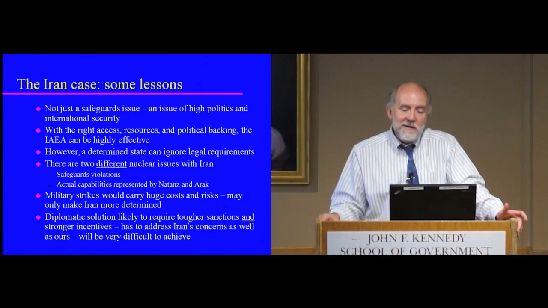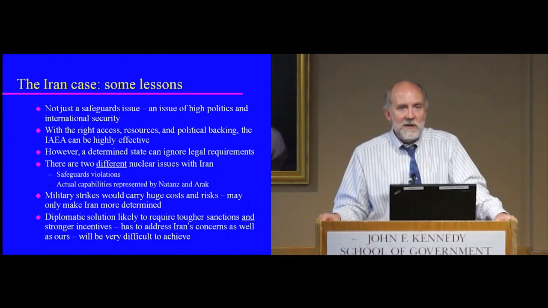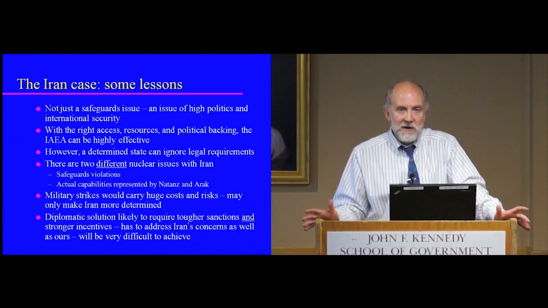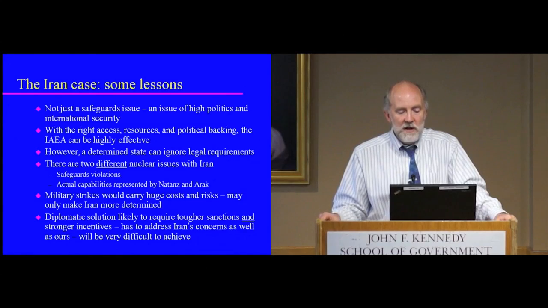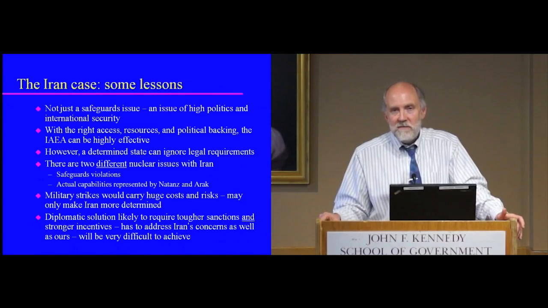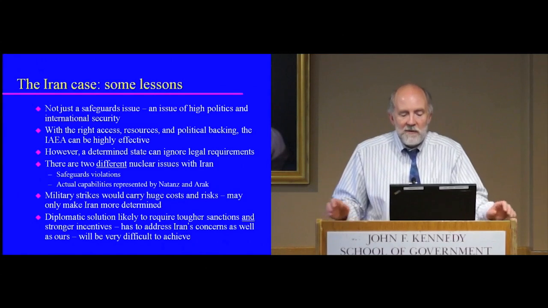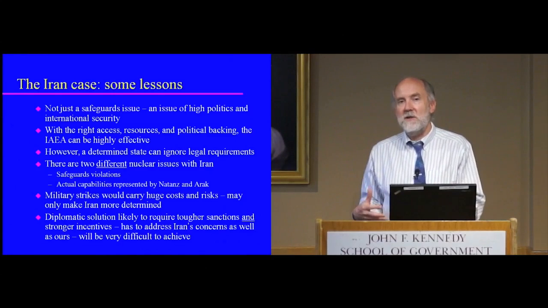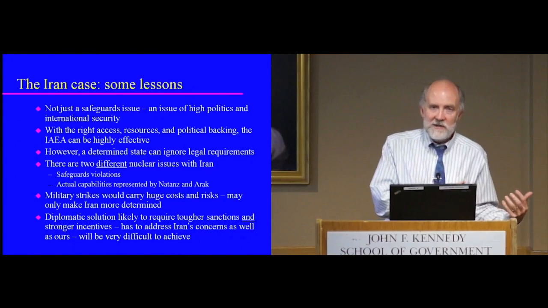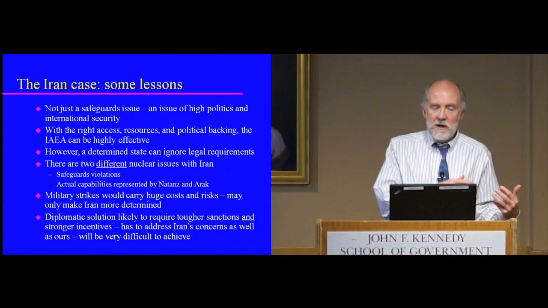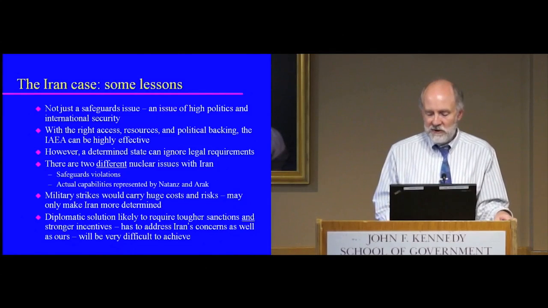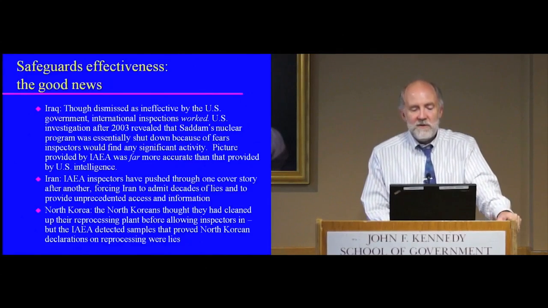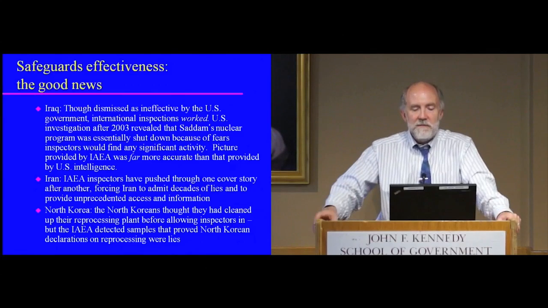Another lesson, I think, is that military strikes would carry huge costs and risks. We'll talk about that more later in the course. And that a diplomatic solution probably is going to require a combination of sanctions and incentives, but it has to address Iran's concerns as well as the West's concerns. And it's going to be difficult to achieve given the level of distrust that exists.